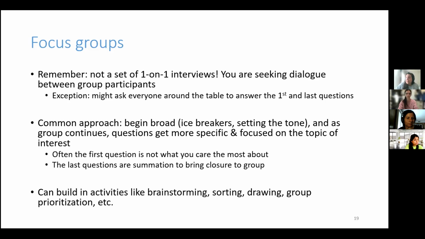One really fun thing about focus groups, in my opinion, is that you can build in activities. So it doesn't just have to be an interview, like a guide of questions. There can be brainstorming activities, there can be sorting activities and drawing activities. People can move around the room. You could do prioritization activities. So focus groups can take a bunch of different forms and include a bunch of different activities during, let's say, the 90 minutes or 2 hours that you're together. And all of these would be considered qualitative data that were collected during the group.